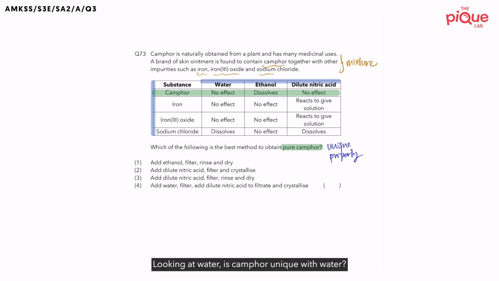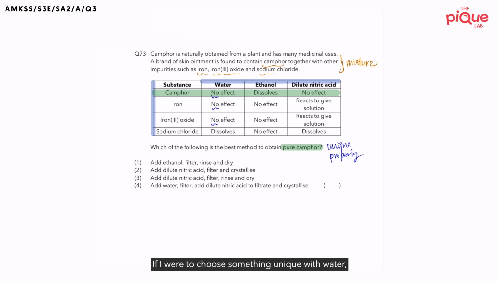Looking at water, is camphor unique with water? Right, first, to understand what it means by unique, we need to take a look at what happens. Camphor will have no effect with water. This means that there will be no observable change when we put it with water. However, is this unique with water? No, if you take a look at the rest, there is no effect with camphor, no effect with iron, and no effect with iron trioxide. This means that it is not a unique property for camphor with water.